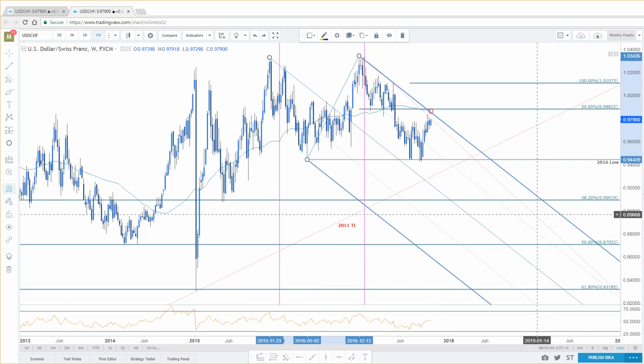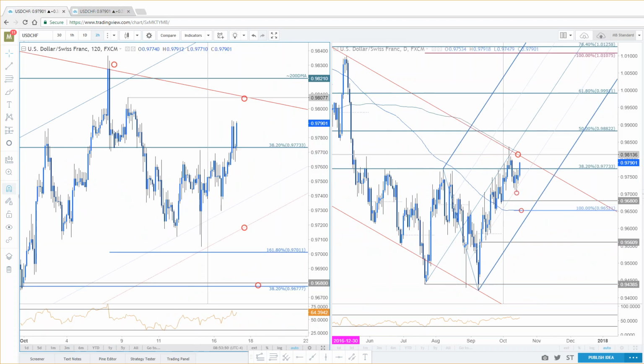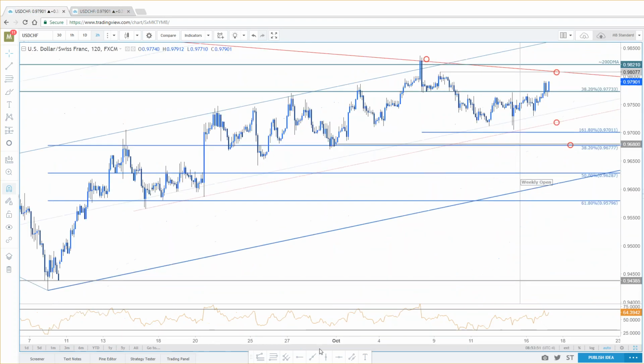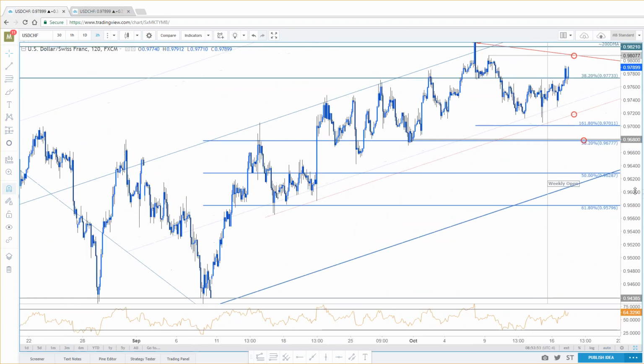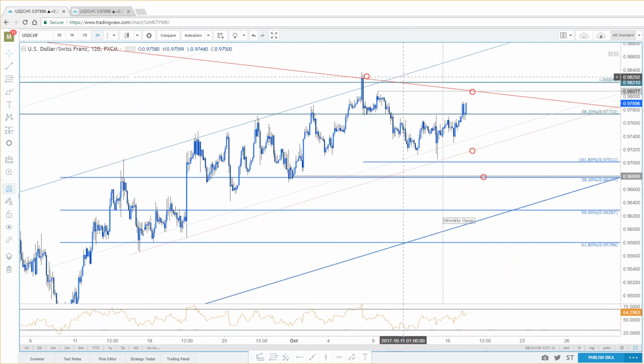So if you hear a little uncertainty in my voice, that's kind of where I am now. Is this thing done, or do we have a little bit more upside to go? The intraday chart highlights a little bit more room to the upside, at least in the near term, to 98. That's the basic trendline resistance off the yearly highs that we just looked at.